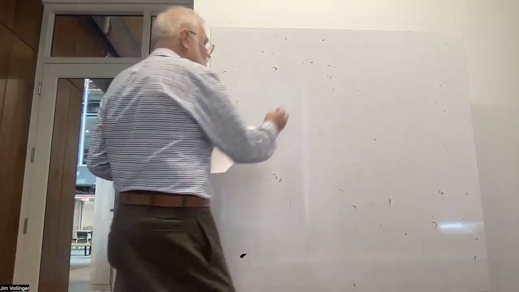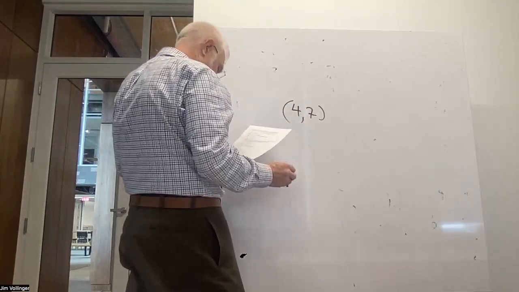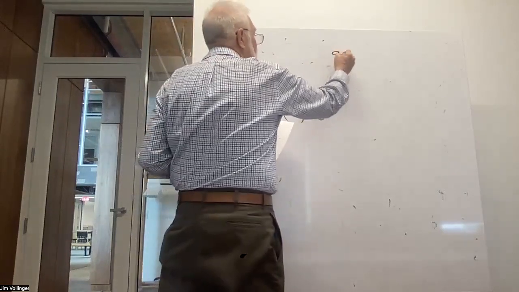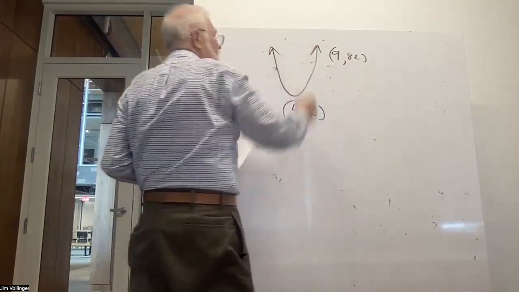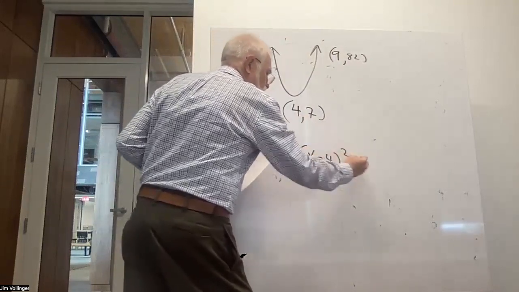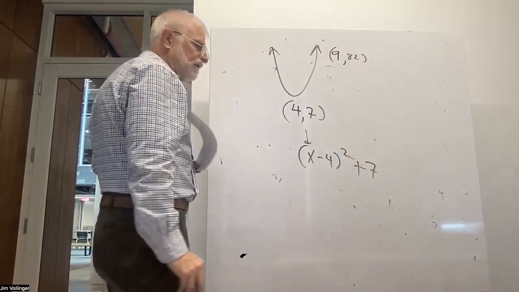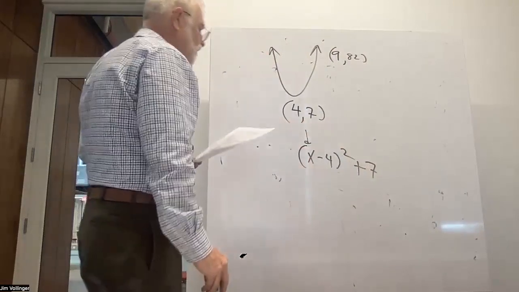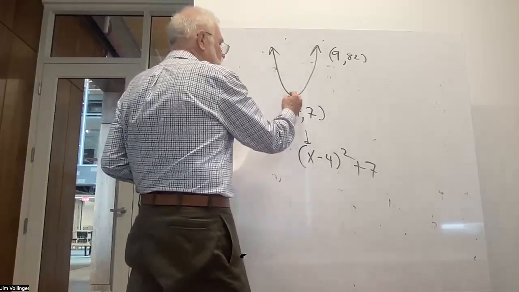Last one, vertex 4, 7, and it is going up to 82. And it's a quadratic. Okay, so what can I say? y equals a times x minus 4 squared plus 7 minimizes that area. Drop in a 4, you can't get anything smaller than 0 squared. Can't get below 0 when you square numbers, so that's going to be the vertex.